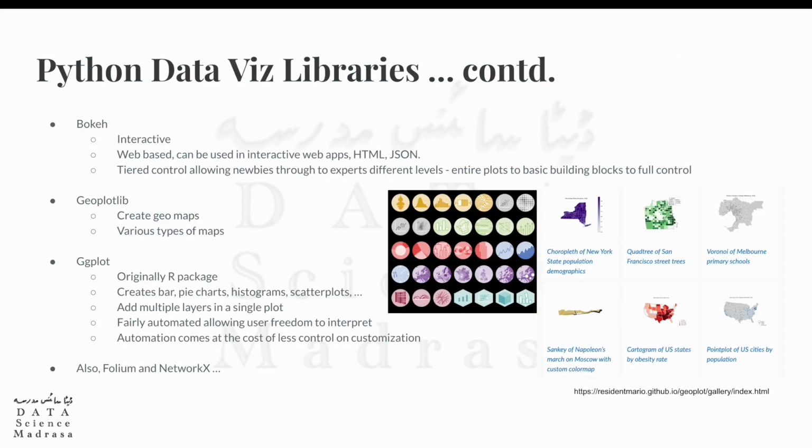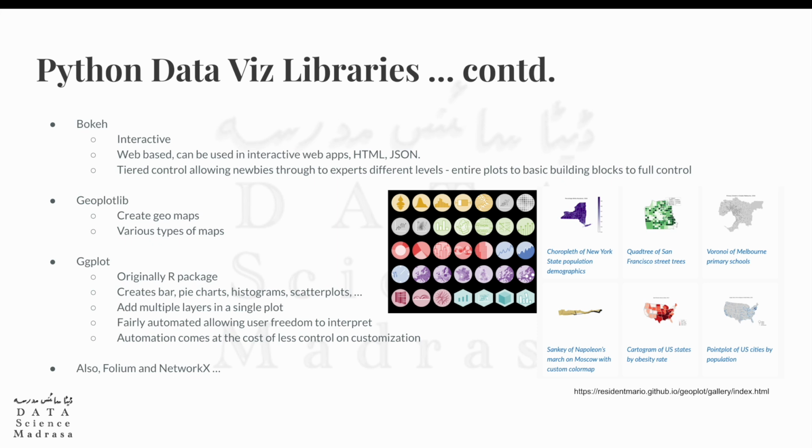Since this is an introductory course, I don't want to go too deep into each of these, but we'll do a quick overview and then see some examples of Folium and NetworkX before closing this lecture. Bokeh is an interactive library as well, much like Plotly. It is web-based as well, and can be used in interactive web apps, HTML, JSON. It allows tiered control so that if someone is new to this, they can call simple functions, and only one call will create a graph or a plot. Or if you're an expert and you want full control, then you can go deep down into the nitty-gritty of things and construct the graph yourself with more control.